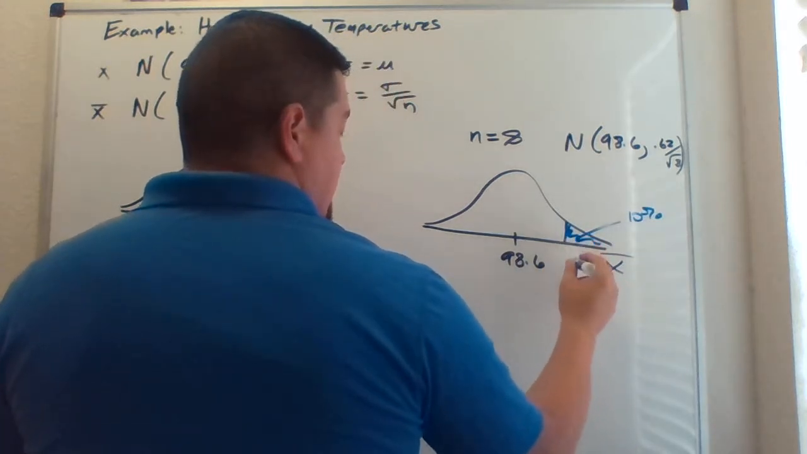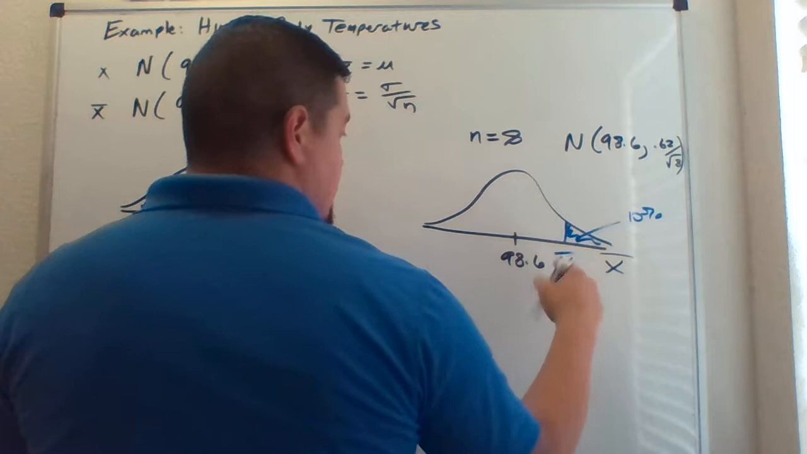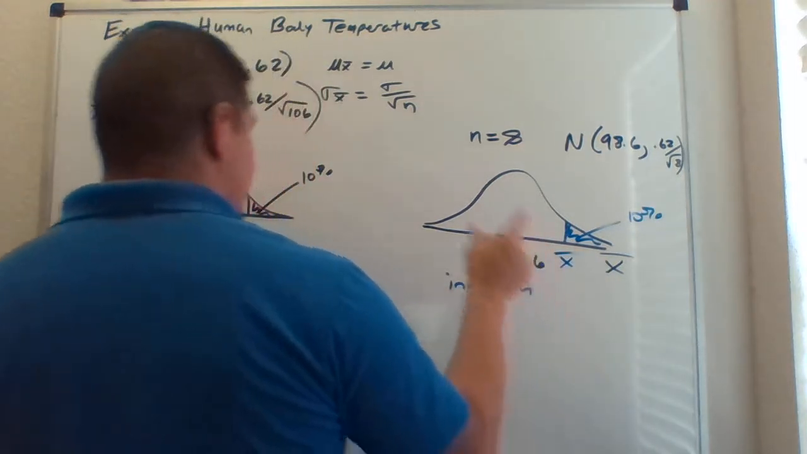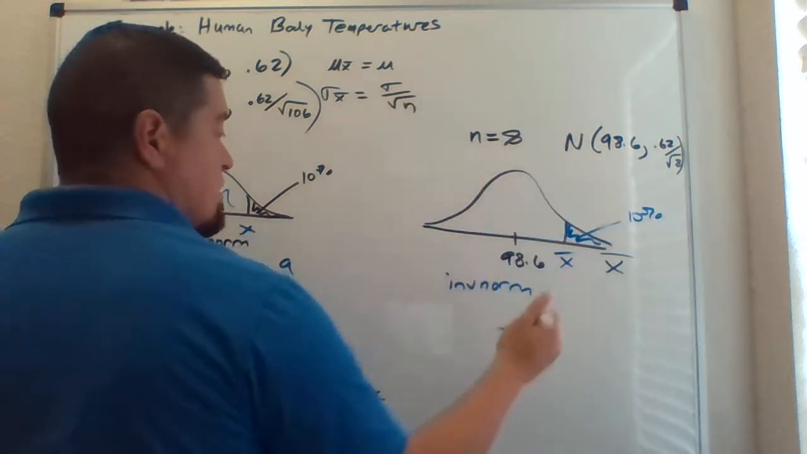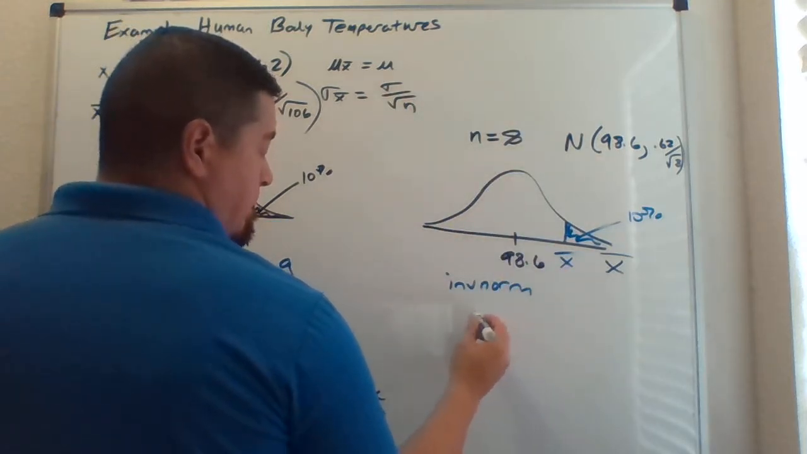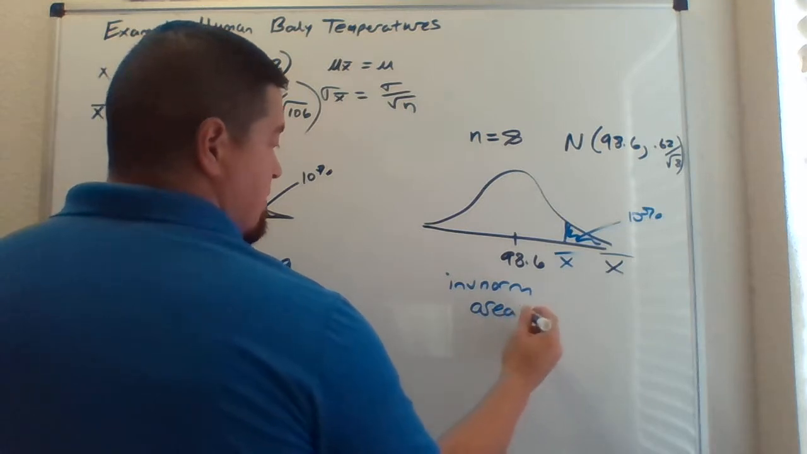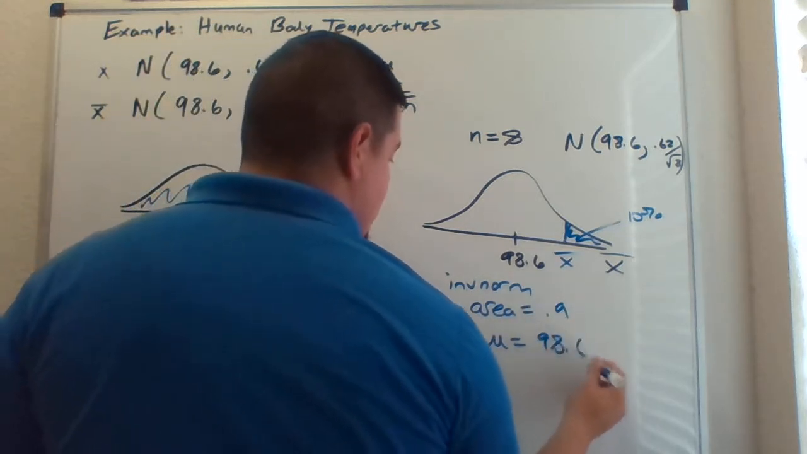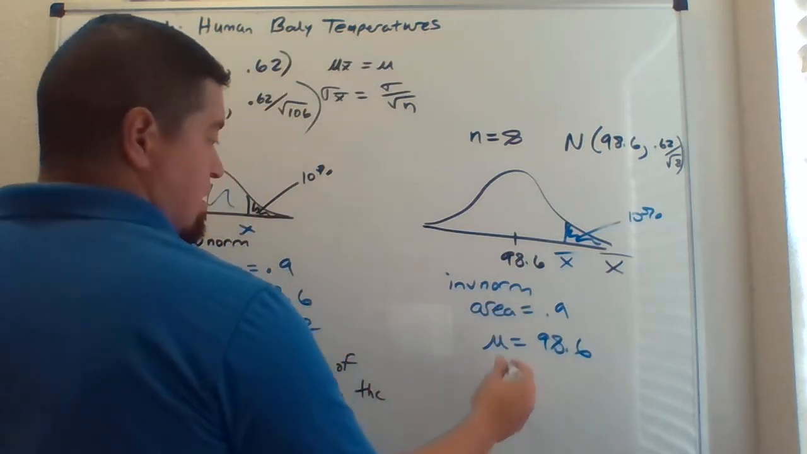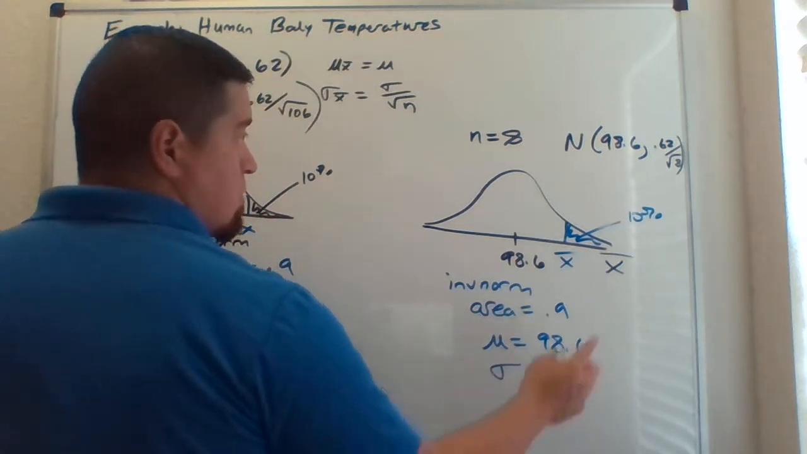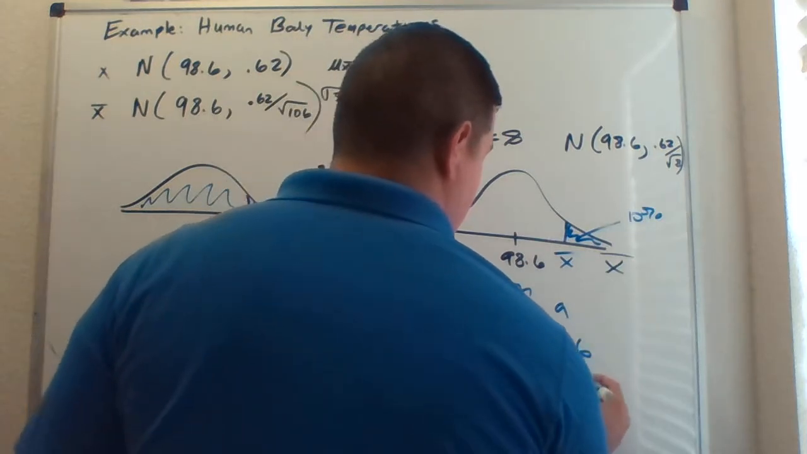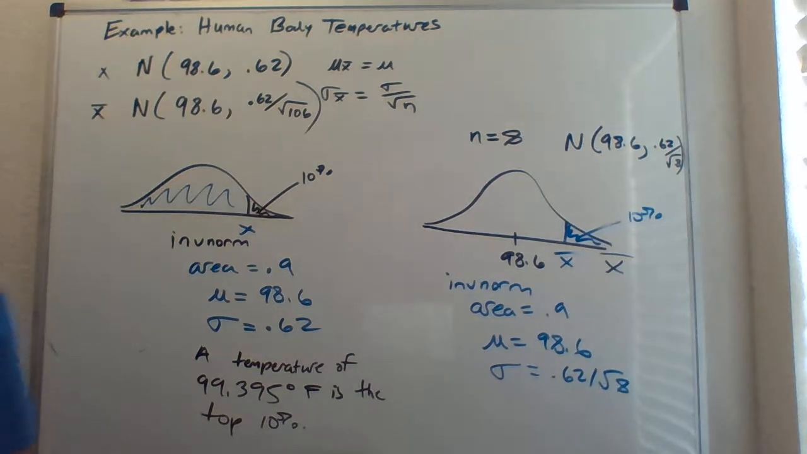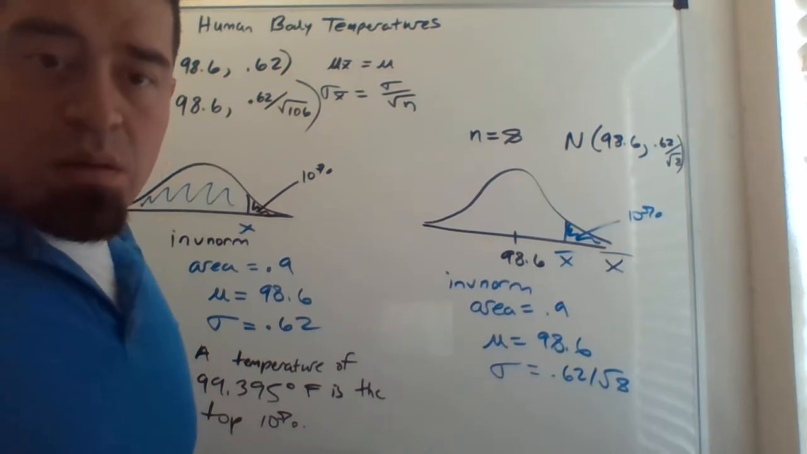So I want to know what that X bar is, so I want to tell the calculator inverse norm still. But again, not for this distribution, for this distribution. So I'm going to tell the calculator the area to the left of that would be 0.9 still. The mean is still 98.6. And the standard deviation will be 0.62 divided by the square root of 8, since it's with a sample of 8. And we input that and we'll get our answer.